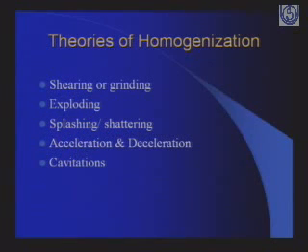Then theories of homogenization. What are the theories or principles of homogenization? How is milk homogenized? There are different theories. One is shearing and grinding. When the milk is forced to travel through a very fine homogenizer valve, then there is shearing and grinding of the fat globules, and they break down to a smaller size, up to 1/10 of the original size. This is one theory. Then the second theory is regarding exploding.